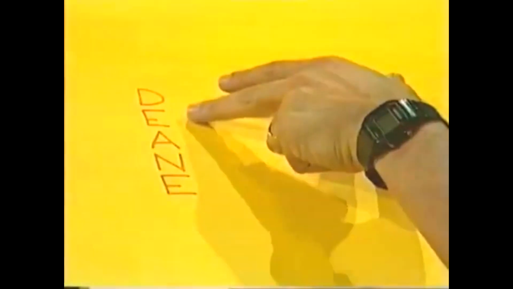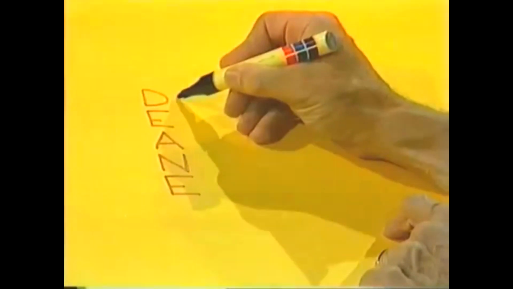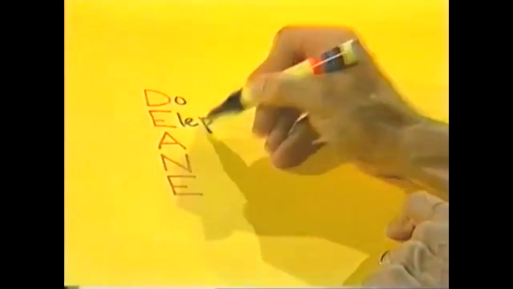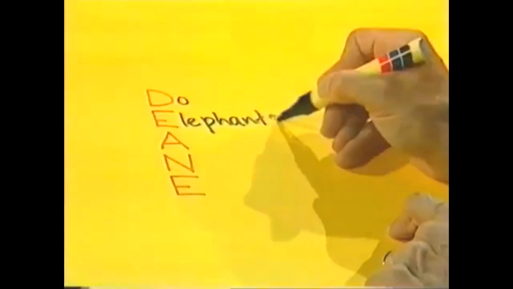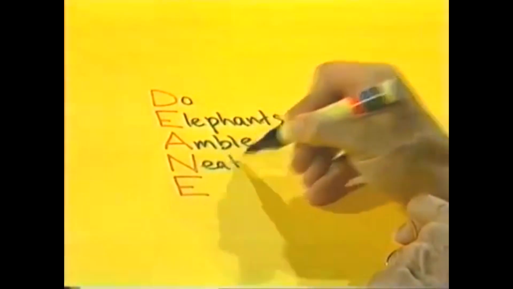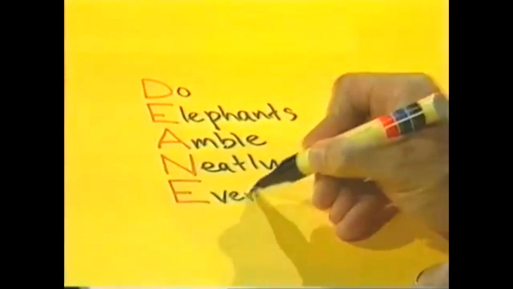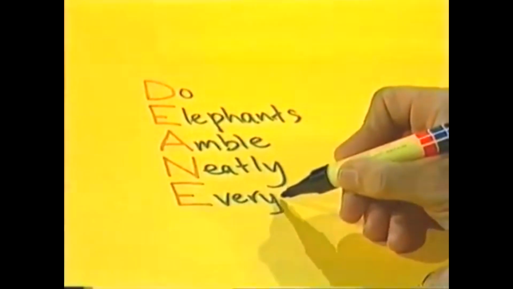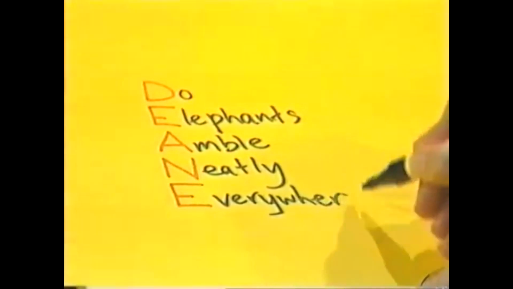Let's say I want to hide my name, Deane, D-E-A-N-E, in a sentence. I start by writing my name vertically and then think up a sentence in which that word is hidden. For example, let's think of a sentence that we might ask the zookeeper about the elephants, which we see ambling around the zoo. We could well say, do elephants amble neatly everywhere? I mean, there are a million other sentences you could make up as well, but this is one that I thought we could use.